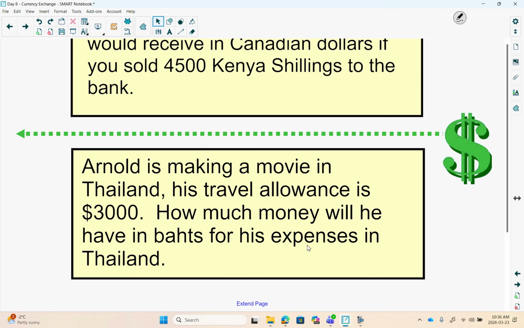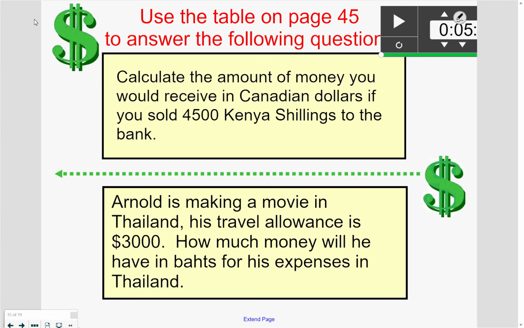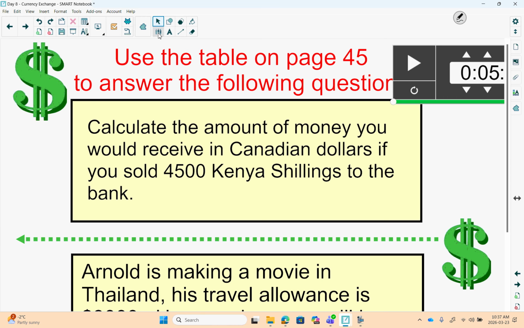I'd like you to try these two questions for homework. You want to calculate the amount of money you would receive in Canadian dollars if you sold 4,500 Kenya shillings to the bank. Now, if you're selling, folks, what's the bank doing? You need to use the buying rate.